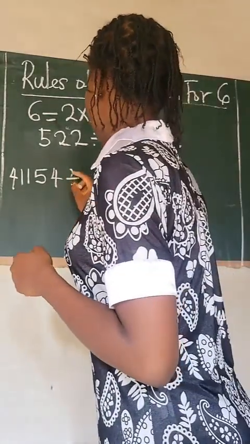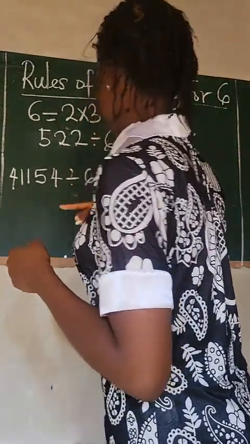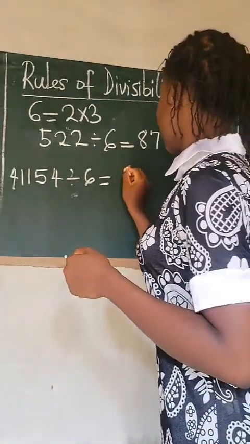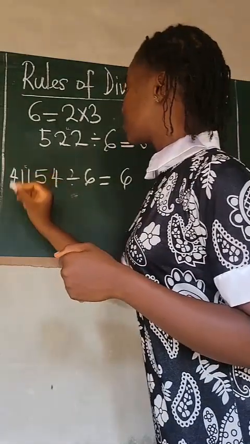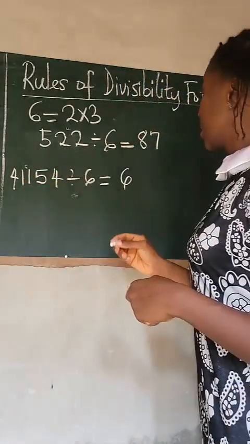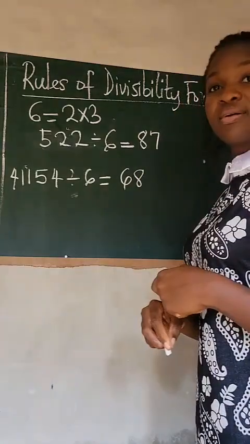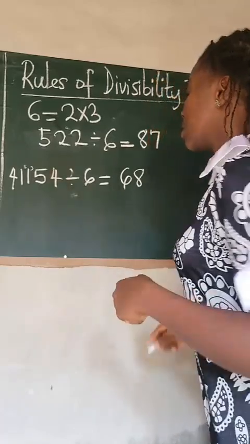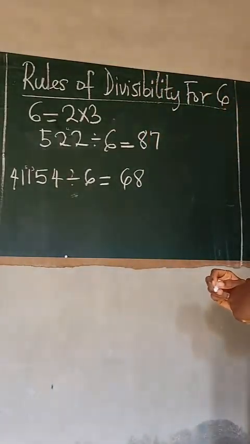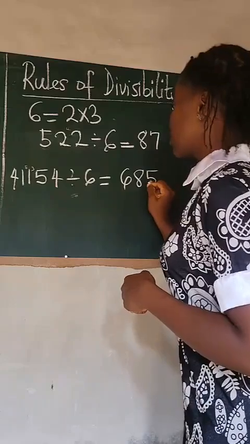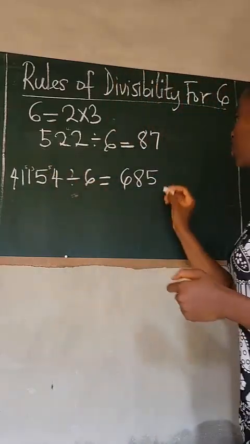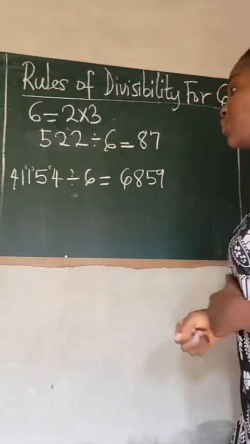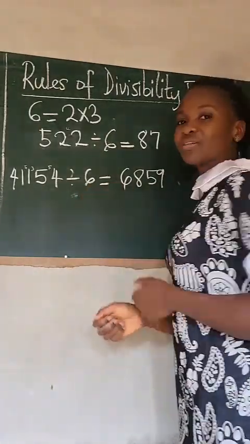Let's check. Divided by 6. 6 in 41. That's 6. Remainder 5. 6 in 51. That's 8. 8, 6 in 54, 48, that's the remainder 3. 6 in 35, you have 5, remainder 5. So 6 in 54, and we have 9. So we can see this number, 41,154, is divisible by 6.